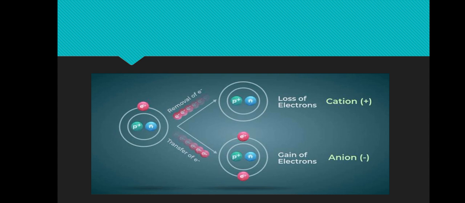So this is the case for cations and anions. If the valence shell has one electron, it will remove its one electron, meaning it will donate its electron to another atom, and it will become a positively charged ion, which is termed as a cation. Or when the atom accepts an electron from some other atom, it gets the negative charge, which is termed as an anion. So the atoms accept electrons or lose electrons to stabilize themselves, to complete their octet.